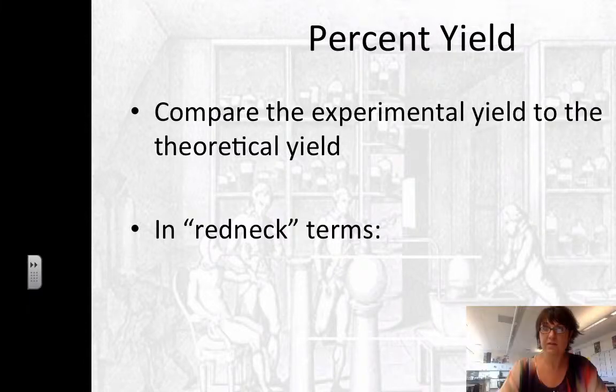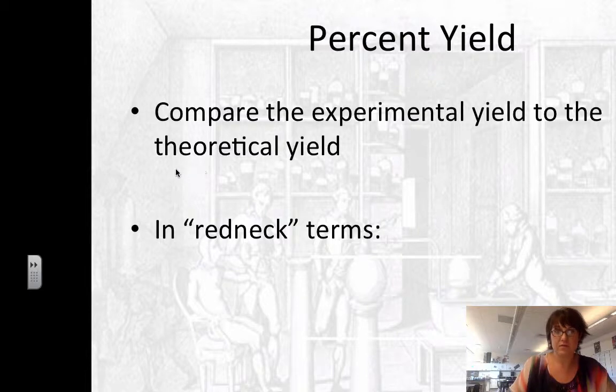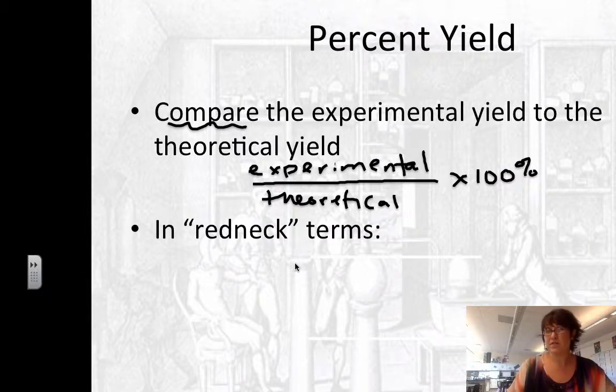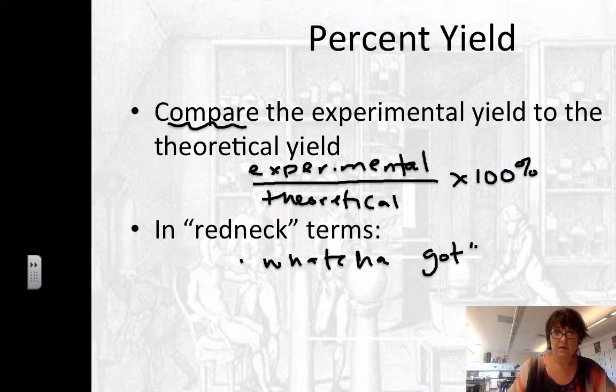The percent yield is when we would compare the experimental yield to the theoretical yield. So we just compare using a ratio, using math: your experimental yield divided by your theoretical yield. And then, of course, convert that decimal to a percent by multiplying it by 100, or just move the decimal twice, whatever works for you. Now, in redneck terms, here's what we say. You take what you got, and you divide it by what you should have got.